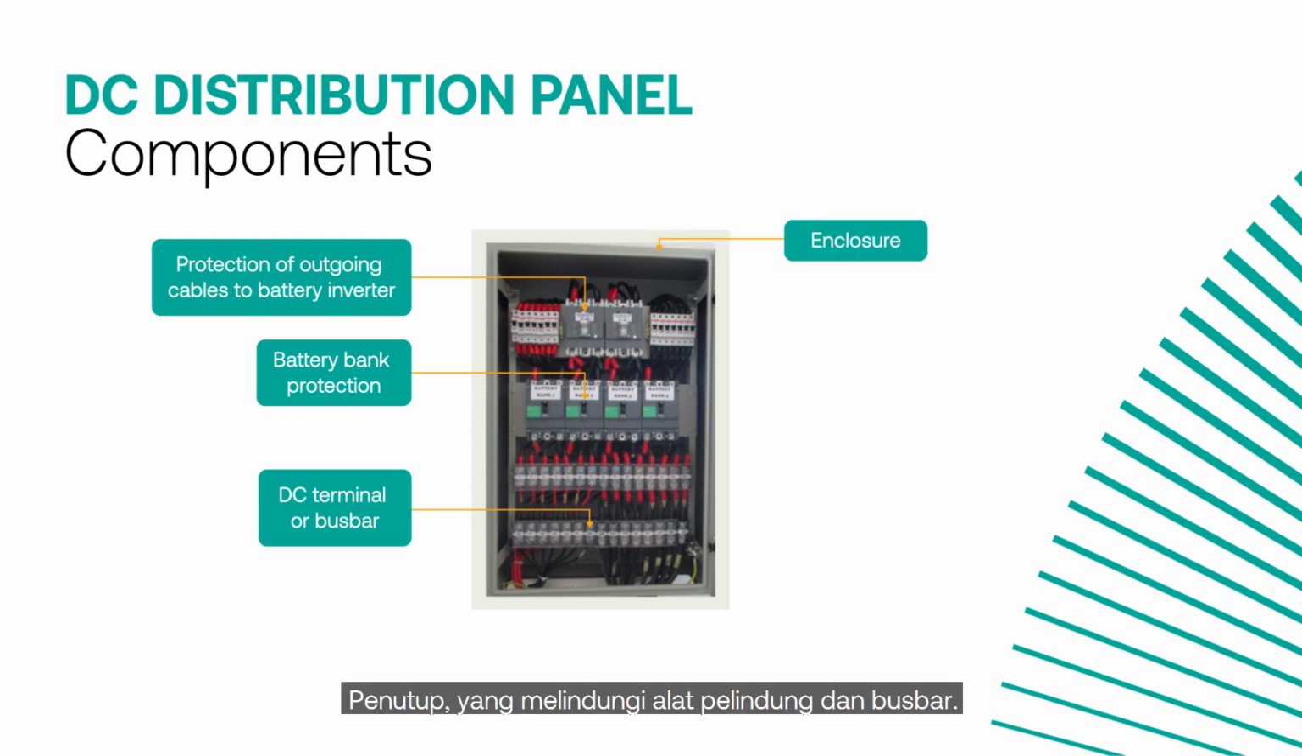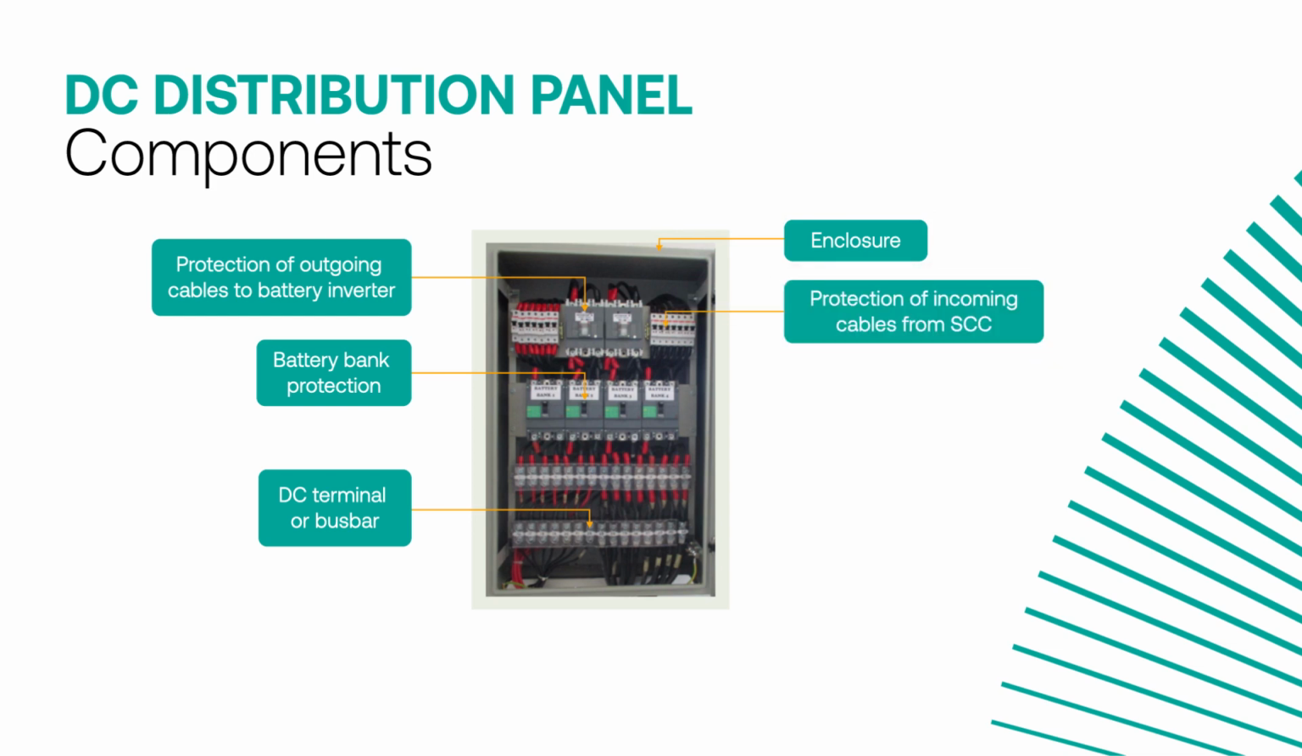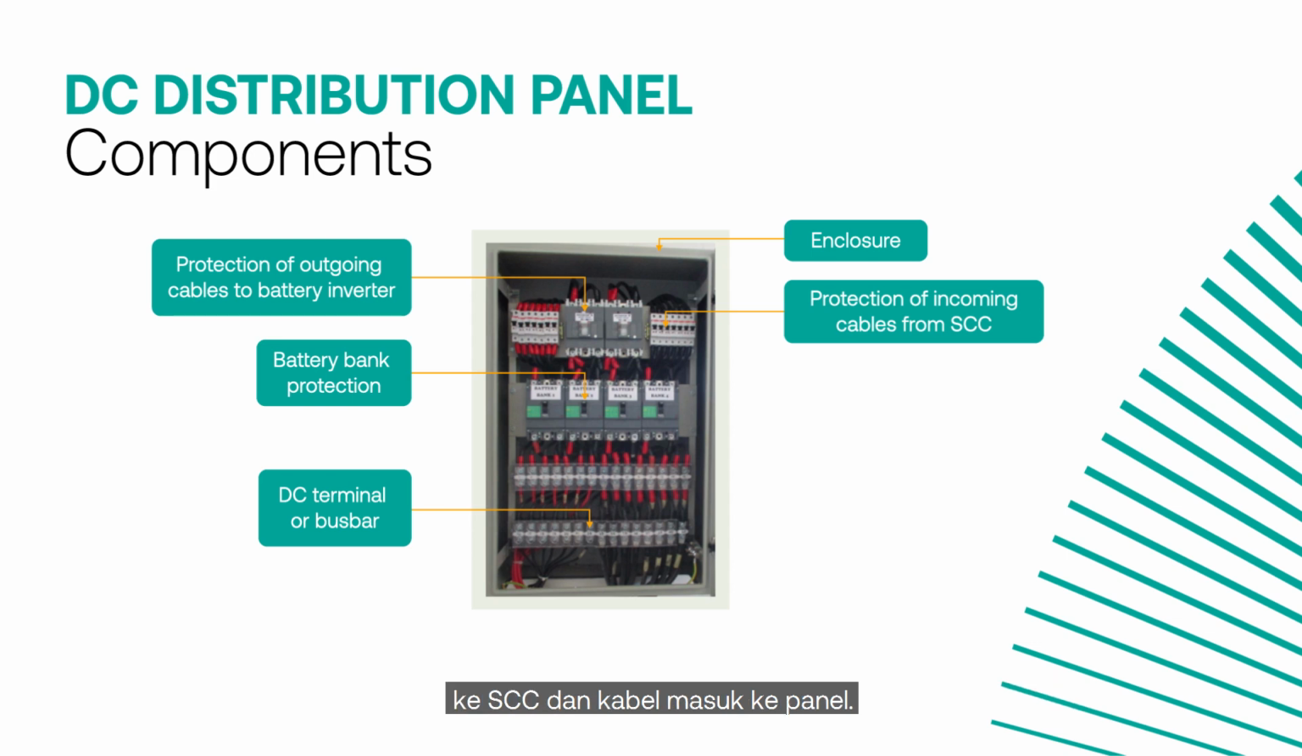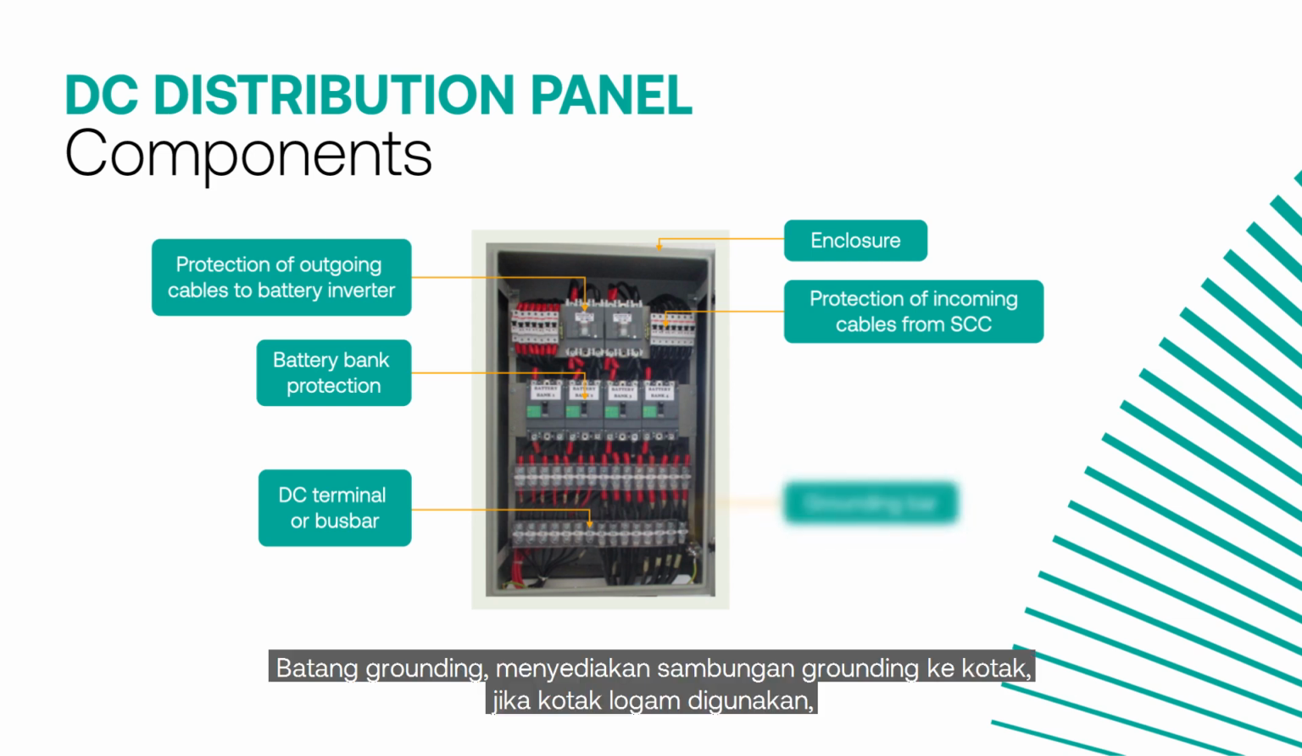Enclosure that houses the protection devices and bus bars. Protection of incoming cables from SCC that serve as additional overcurrent or short circuit protection to the SCC and incoming cable to the panel. Grounding bar that provides grounding connection of the box if a metal box is used and diverts voltage from surge protection device when overvoltage occurs.